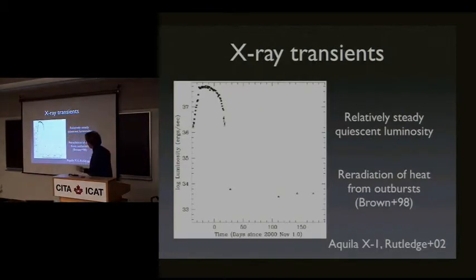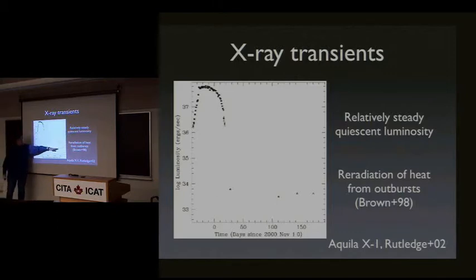So I'm interested instead in the quiescent parts of this. So this is the luminosity of one particular transient, Aquila X-1, as seen over an outburst in about 2000, and then dropping down to quiescence. So the quiescent luminosity is not exactly stable. There seem to be possibly multiple components here, but it's much closer to stable than outburst.